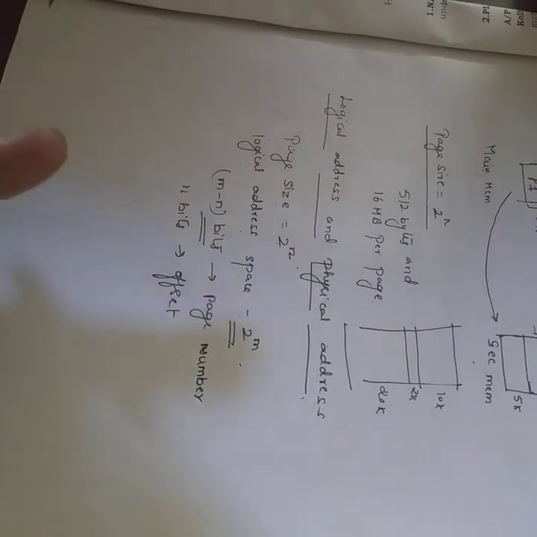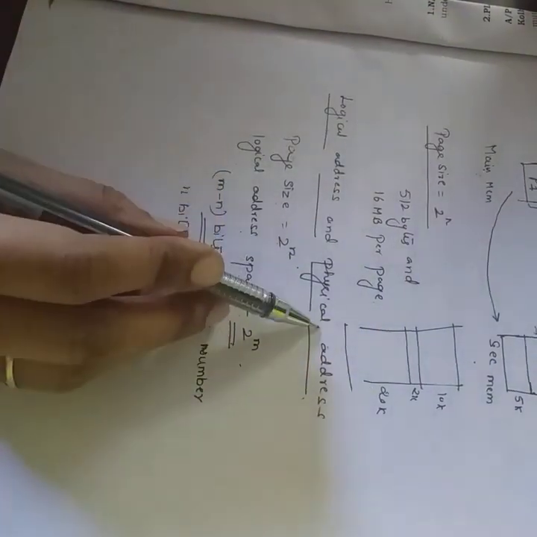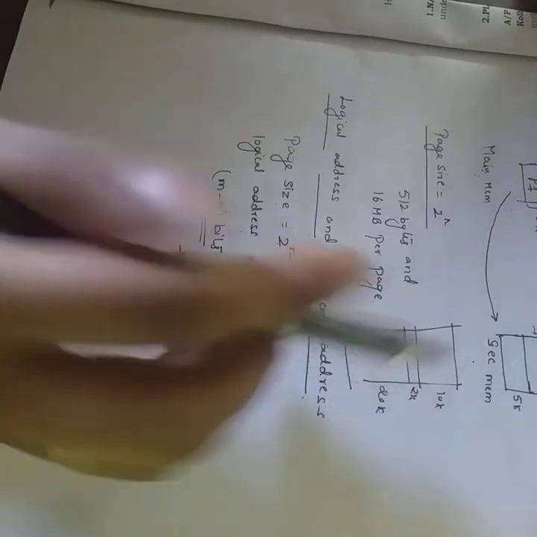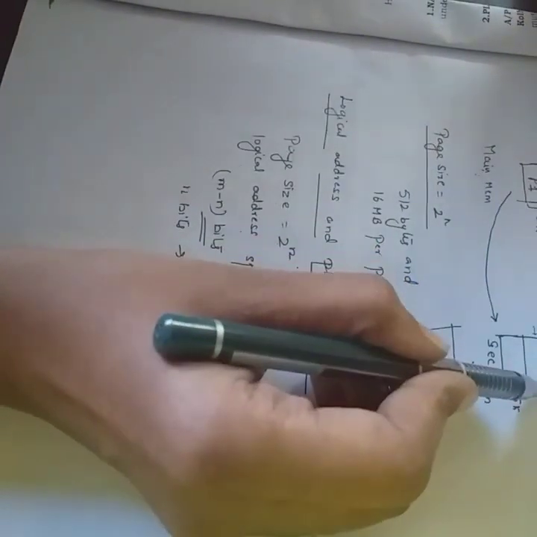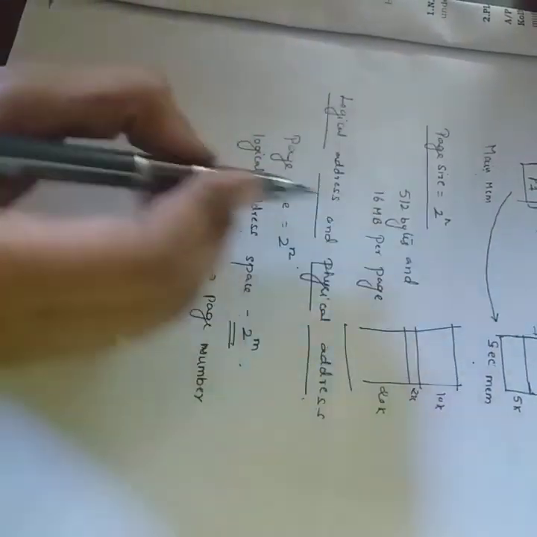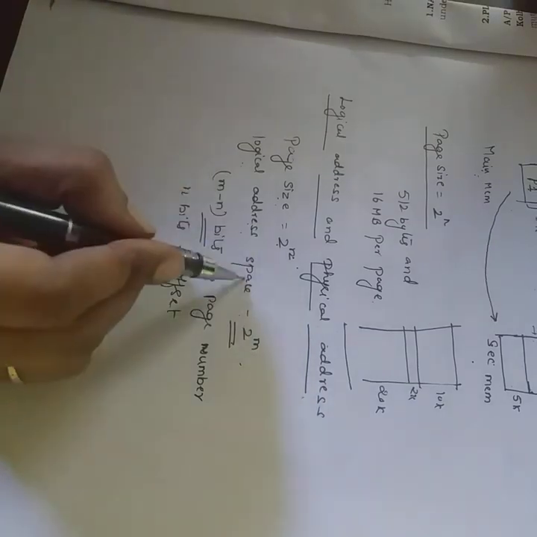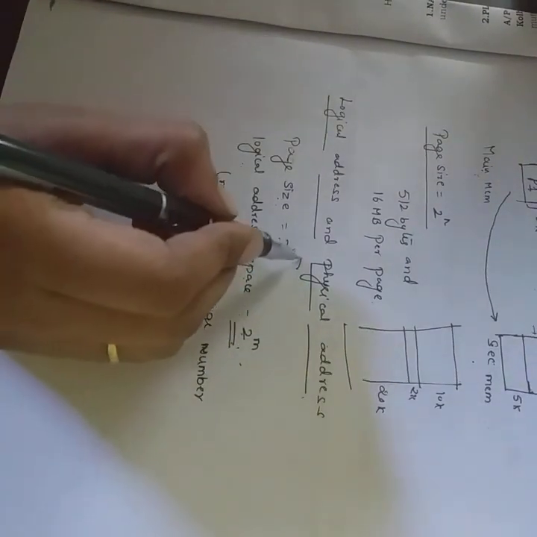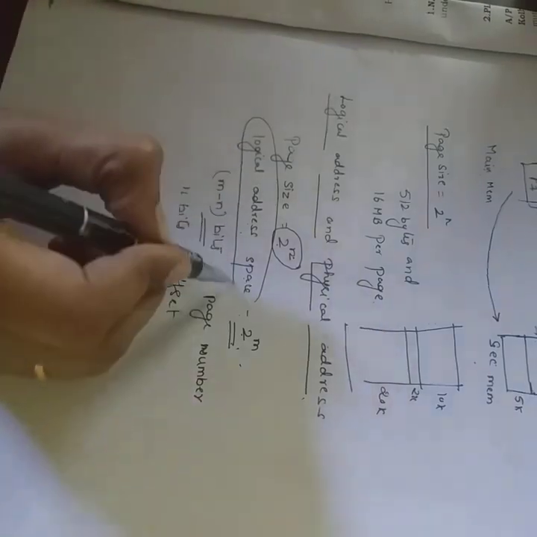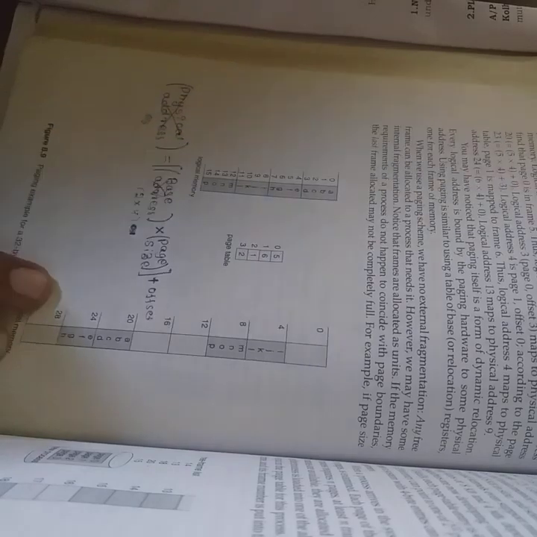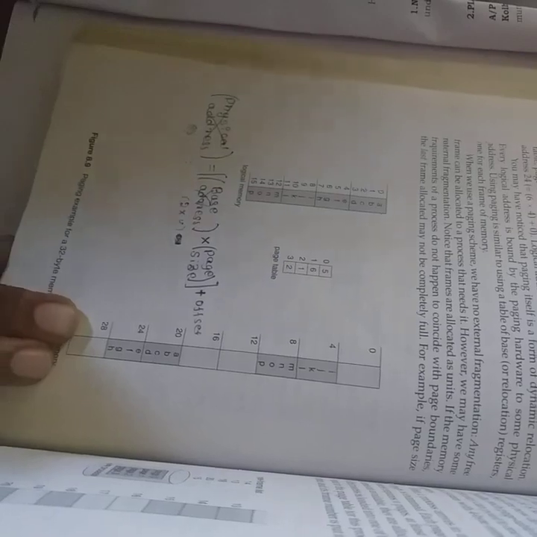Now please understand the difference between logical and physical address. First, we know that this is the page. Page size is fixed. If the page size is equal to 2 power n and the logical address space is 2 power m, we know the page size, but what is this logical address space? Now see here. Can you see the diagram over here?